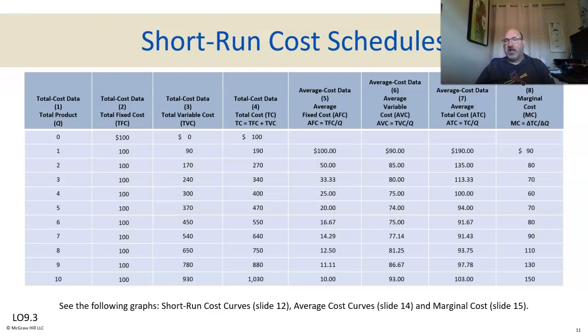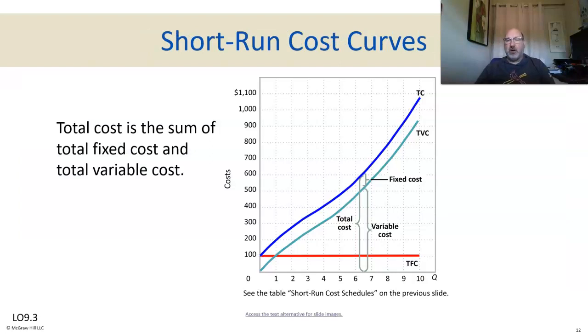ATC, which is a U-shaped curve, is column 4 divided by column 1, 190 to 103. And then marginal cost, which is change in total cost divided by change in quantity, is going to be a J-shaped curve. And so here are the three that we started with.